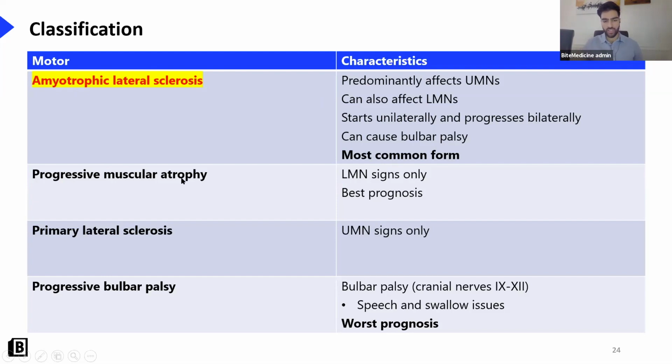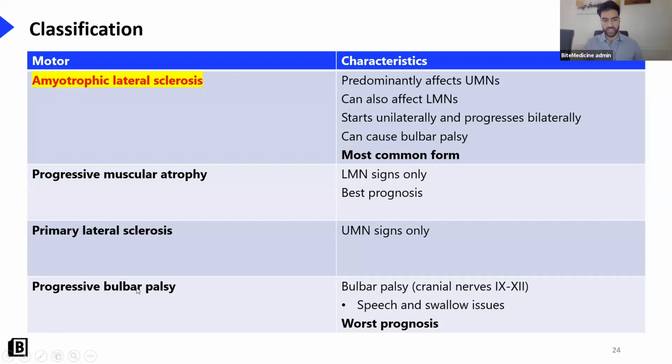Progressive muscular atrophy is a different form, and that affects the lower motor neurons only. The way to remember that is muscles are affected by the lower motor neurons, and therefore only the lower motor neurons are affected. Primary lateral sclerosis is upper motor neuron only, and the way I remember that is lateral. Remember, the corticospinal tract is lateral, and the corticospinal tract is upper motor neuron. So primary lateral sclerosis only affects the upper motor neurons.